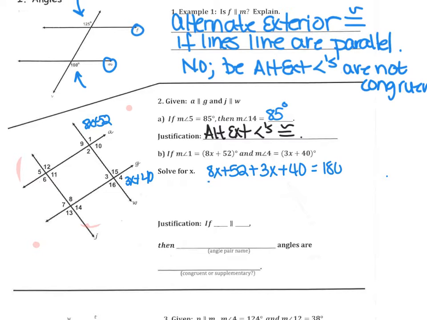I'm going to combine my like terms. I got an 8x and a 3x that comes together for 11x. Then I have 52 and 40, and it comes together for 92 is equal to 180. If I subtract 92 from each side, I get 11x is equal to 88. And if I divide by 11, I get x is equal to 8.